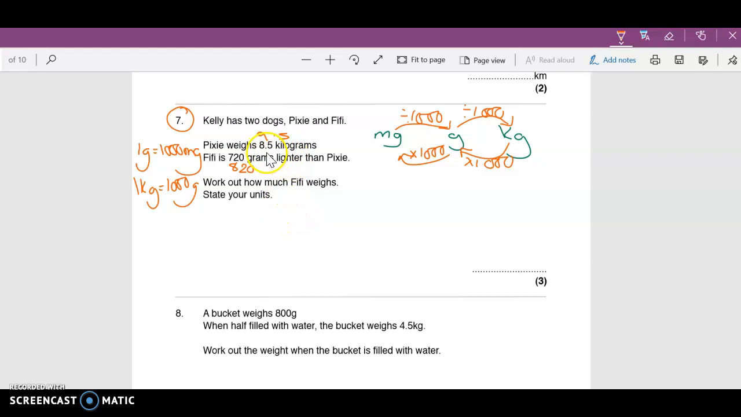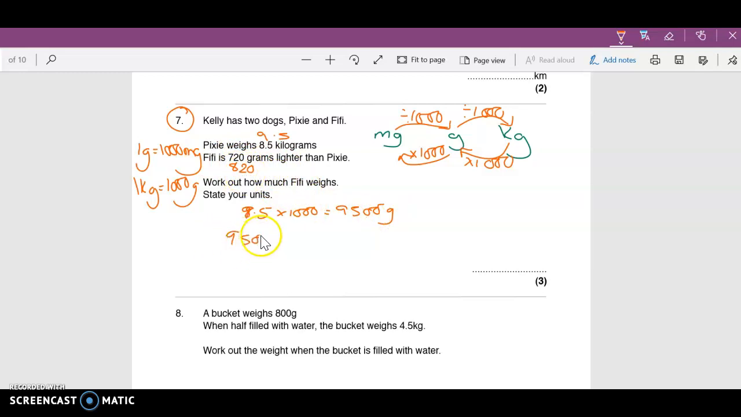So I'm going to convert. It's usually best to convert to the smaller unit because you end up without any decimals. So I'm going to convert this kilograms into grams. I'm going from kilograms to grams, so that's times. 9.5 times 1,000 gives me 9,500 grams. And as she's lighter, I'm going to take off this.